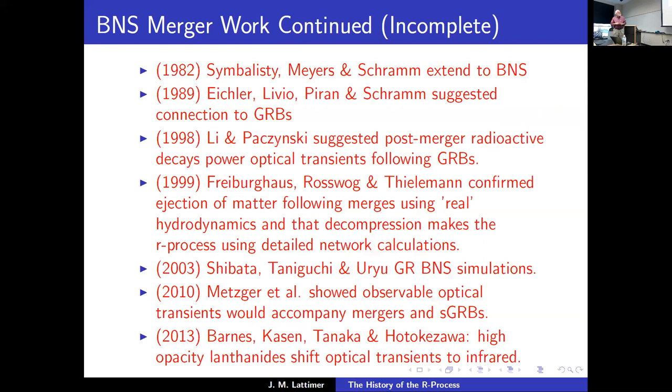The first general relativistic neutron star simulations were done by Shibata and company in 2003. Later work by Metzger et al. in 2010, in collaboration with Almudena Arcones and Gabriel Martinez-Pinedo, showed that the optical transients after a merger would accompany short gamma ray bursts. And a major breakthrough happened in 2013 when it was realized by two different groups, Barnes and Kasen, and Tanaka and Hotokezaka, that lanthanides, which are R process nuclei between the second and third peaks, have the highest opacity of all chemical elements, and the optical emission would in fact be delayed and shifted to infrared, so that we should be looking for infrared transients rather than optical transients following the short gamma ray bursts.